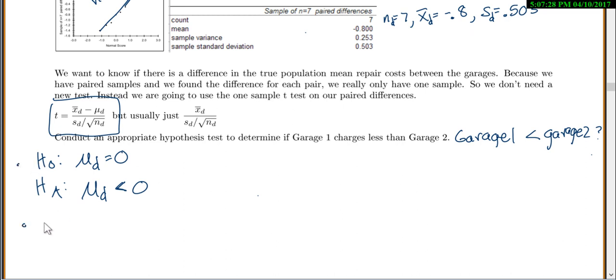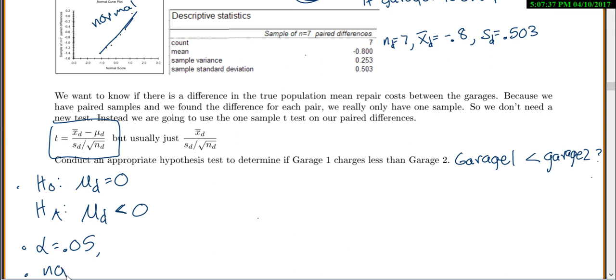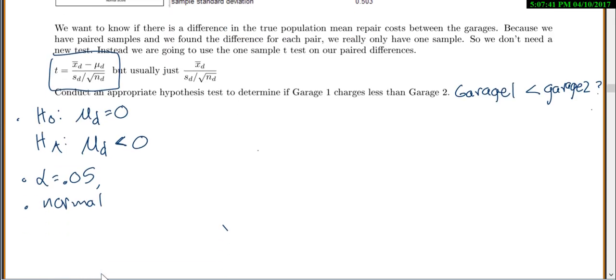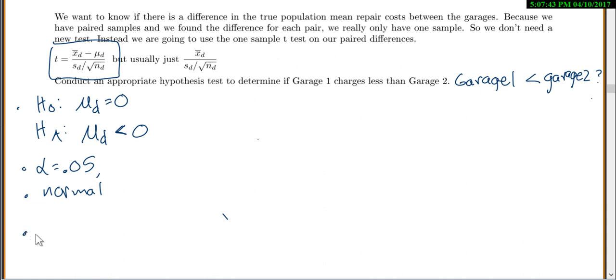Let's see, so we did our hypotheses. You need to know alpha. Let's just use 0.05. You need to check your assumptions, which for our data, we looked and it seemed fairly normal, which is good because it was a small sample size. You need your test statistic, which again in our case is going to be the sample mean minus our hypothesized mean, over standard deviation over square root of the sample size. And you can put these on, it really just makes it look cluttered. You're welcome to just leave those off.